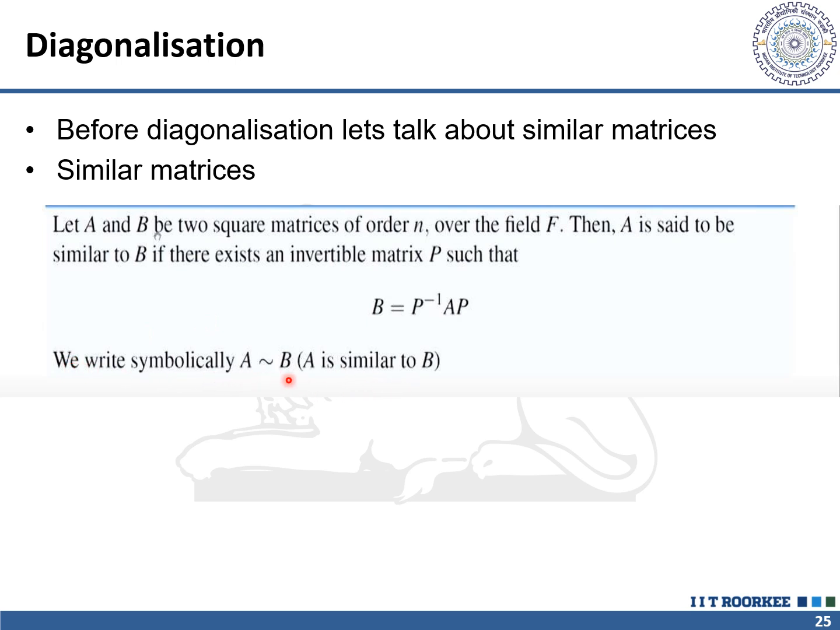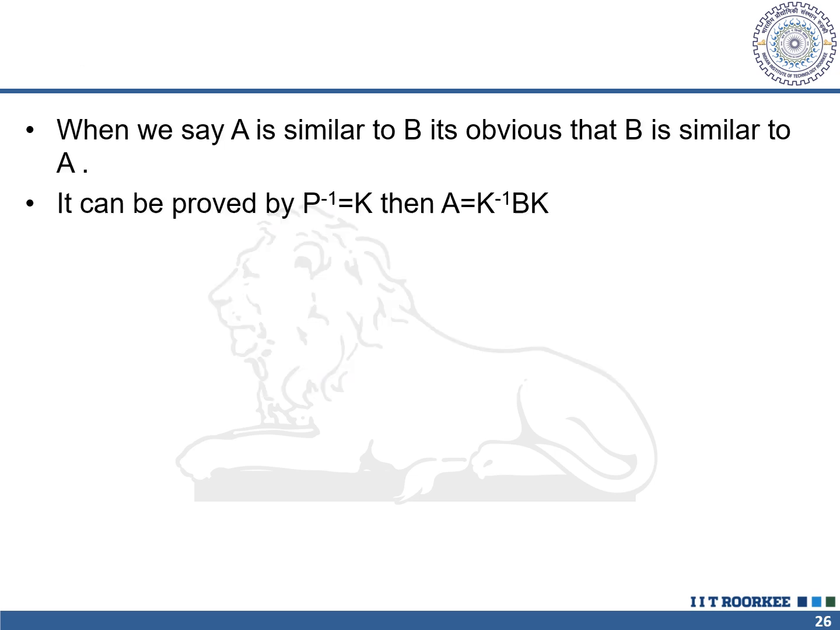If we are saying A is similar to B, it means that B equals P inverse AP, and there exists some P which is invertible. And when we say A is similar to B, it is obvious that B is similar to A. How? It can be proved by taking P inverse equal to K. Then A becomes K inverse BK. So we can say B is similar to A and A is similar to B. Both are obvious.